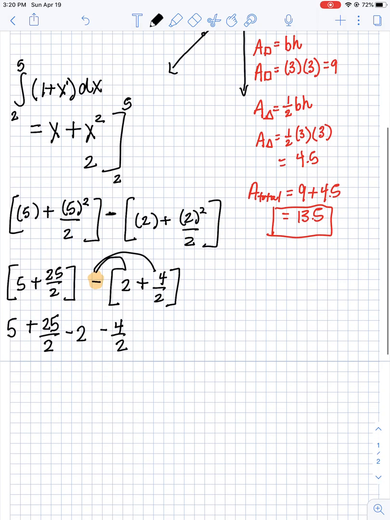And some of you are probably like, why is she not changing negative 4 over 2 to a whole number? And the reason I'm not is because these two have a common denominator, which means I can put them together. And so if I take a look at this, I've got 5 minus 2, which is 3. And 25 over 2 minus 4 over 2 is 21 over 2. And that's 3 plus 21 over 2 is 10.5.